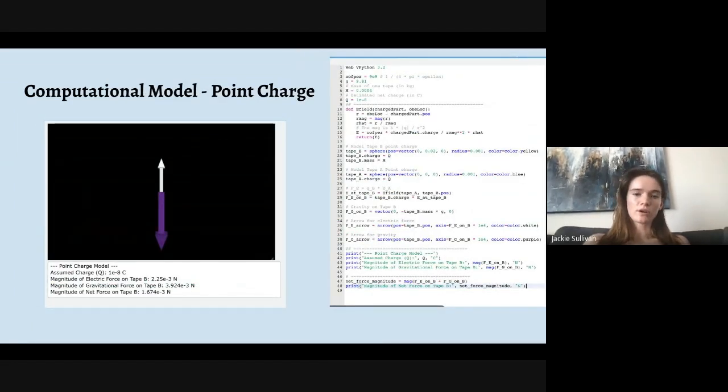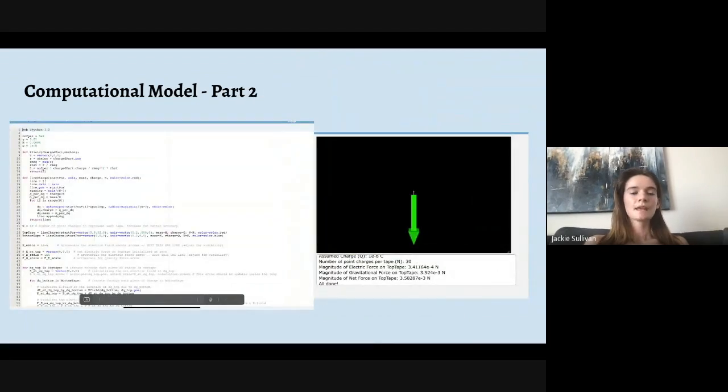For the computational model with the point charge, I'm also going to attach my exact GlowScript to the bottom of this YouTube link, so be sure to check that out if you want more details. This was the point charge model, and you can see that we have the upward electrical force and the downward gravitational force, and they should be equal in magnitude since we aren't seeing any acceleration. This is the other computational model, the one we were given. I'm not exactly sure why the electrical force has such a small magnitude in this. It should, again, be equal to the force of gravity. So not sure what's going on there.